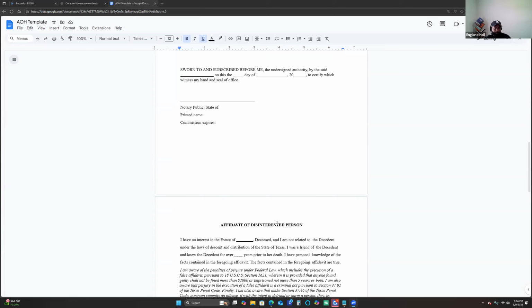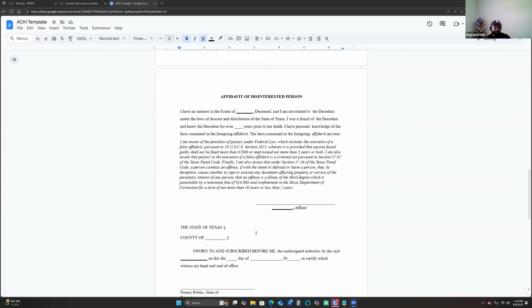It also needs two witnesses. Two witnesses is just, I guess you could say, backup. The two witnesses are just somebody to sign to say, hey, all the information inside this affidavit of heirship is correct, and I've been knowing the decedent for at least 10 years. That's pretty much what it is.